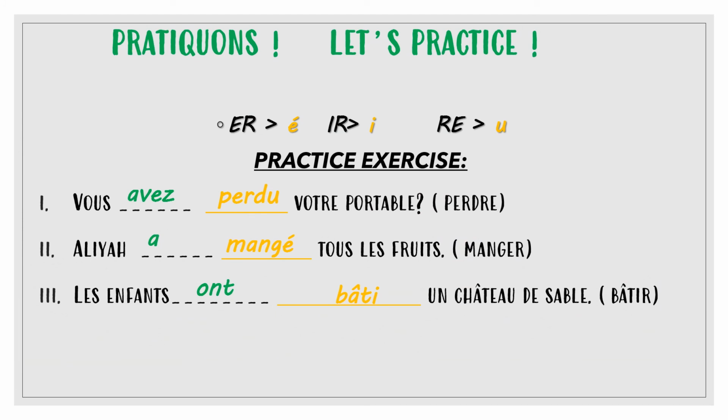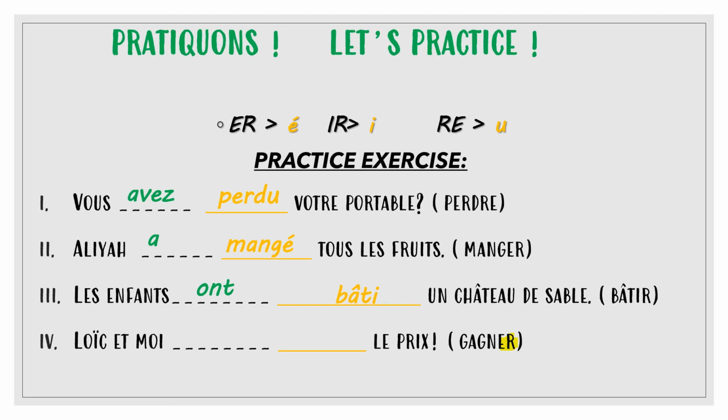Final one. So it says, Loïc et moi, blank, blank, le prix. Loïc and I, blank, blank, le prix. And the verb that we're working with is gagner. Gagner, another easy French verb, ER, gagner. So we drop the ER and we add E accent aigu, right? And we get gagné. Loïc and I won the prize.